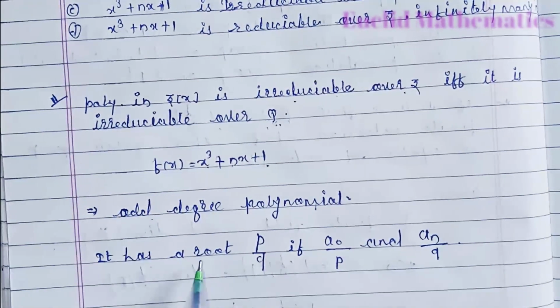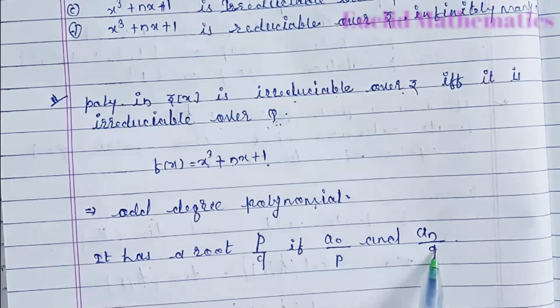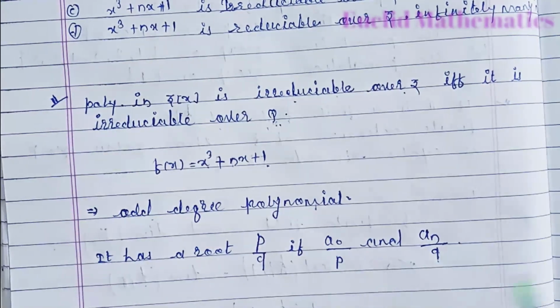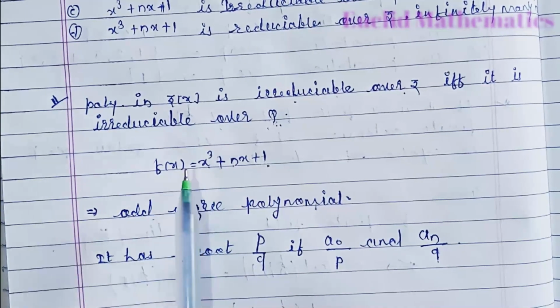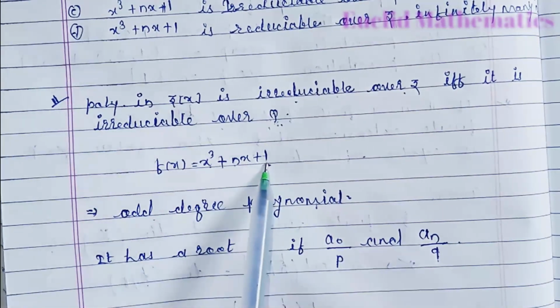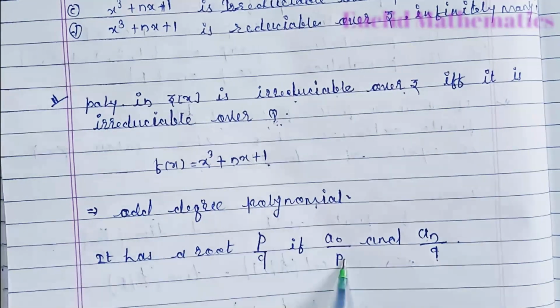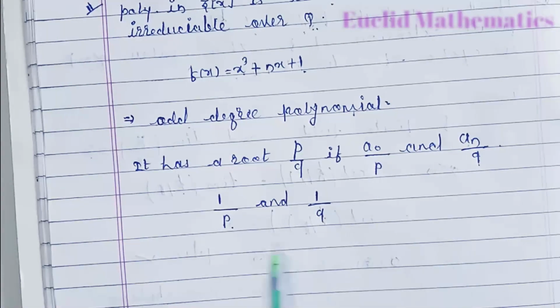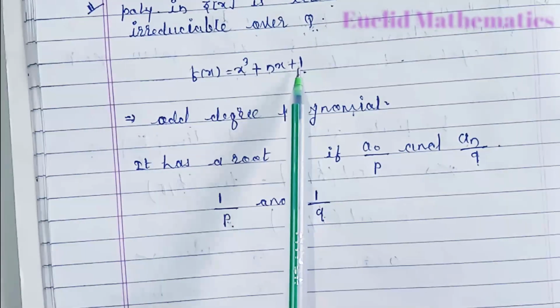If it has a root p by q, then p divides a naught and q divides a n. If these two conditions hold, then our polynomial is reducible over Q for that certain value. Here a naught is the constant coefficient and a n is the leading coefficient, so a naught is 1 and a n is 1. Now let's check whether p divides a naught and q divides a n. Here we get 1 divided by p and 1 divided by q, because a naught is 1 and a n is also 1.